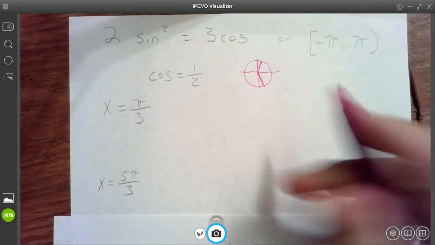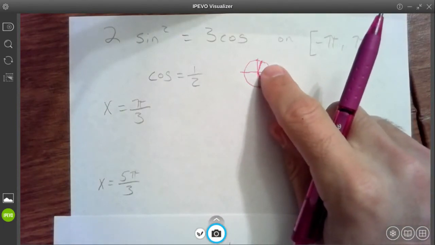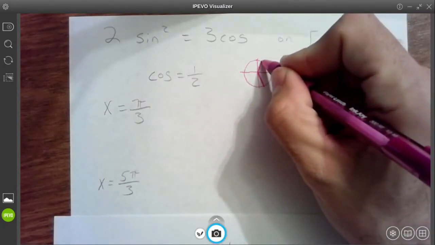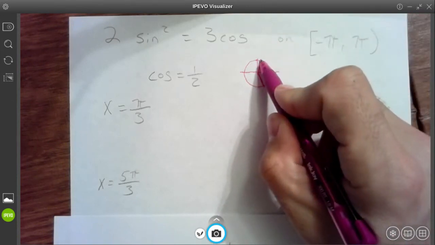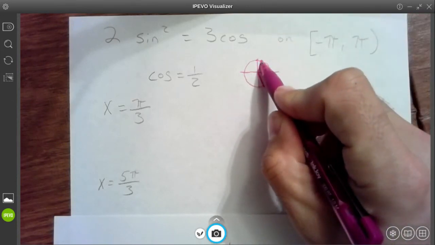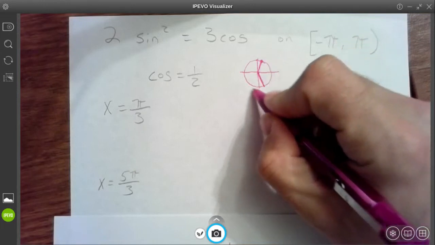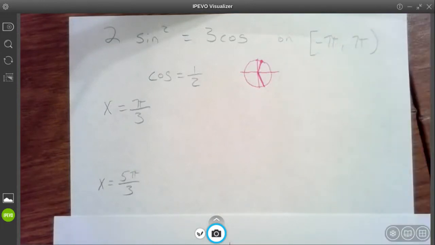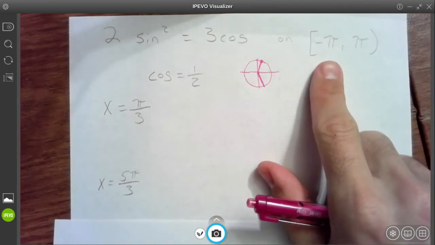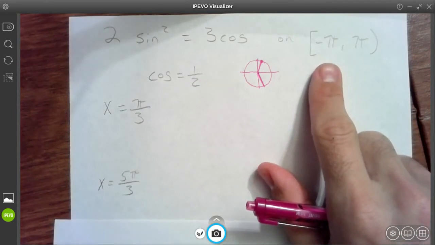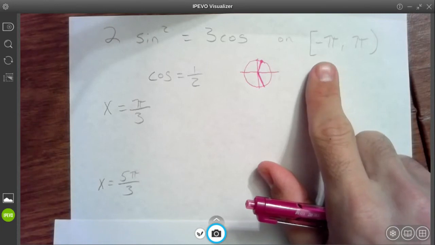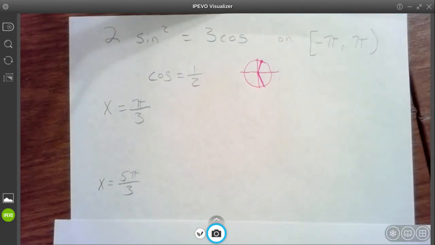All right. But we could also get more solutions if we were to add another 2 pi to it, all right? Or if we were to subtract 2 pi from it, and we could keep doing that over and over. So the problem had this restriction on there. It said only look for the solutions that are from negative pi to pi. Right, and that's going to be the part of this that usually throws people for a loop. So I'm going to try to explain what that is.